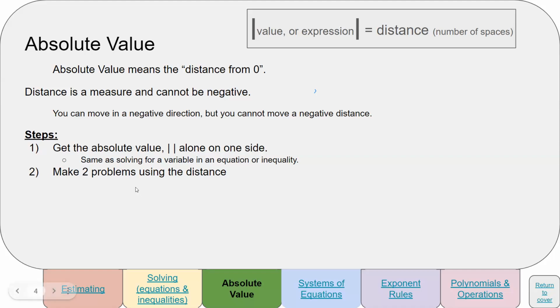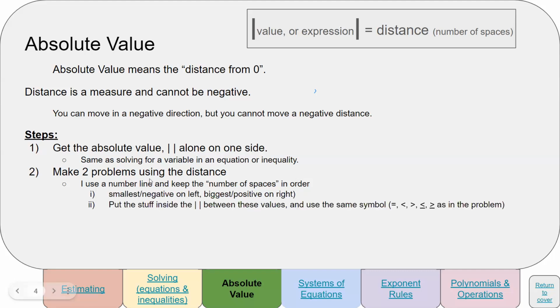Once you have that absolute value all by itself, the way that I do it, I think of a number line. It could be negative from 0, or it could be positive from 0. So I'm thinking of those two numbers, where negative goes to the left and positive goes to the right. I write the smallest number, and then in the middle of those numbers I write the expression that was inside the absolute value symbols, and then I keep the same symbols that I had from the problem, and then I make my two separate equations.